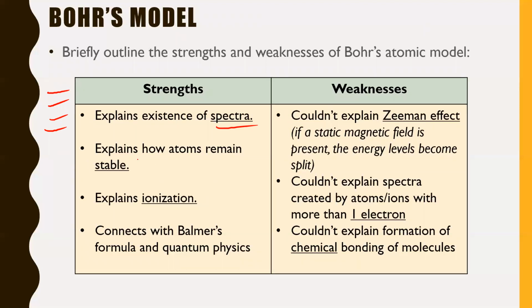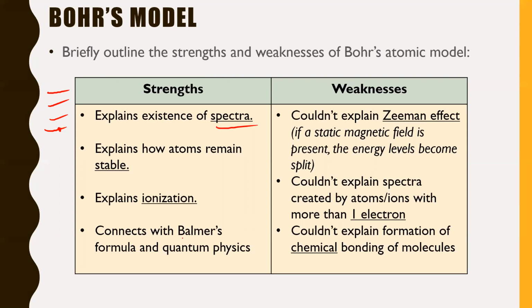Yeah, it explains the existence of spectra. So whether you're absorbing or emitting, those energy levels explain that, right? They explain why you get a bright line or why you get a dark line, okay? It also explains how atoms remain stable, of course. They like going to a stable state. They like existing just in those certain energy levels. In particular, they love being in that ground state, way down here. It also explains ionization, so it explains why a certain amount of energy is required to get an atom ionized. And it also connects with Bohr's formula as well as quantum physics. Don't worry about that too much.